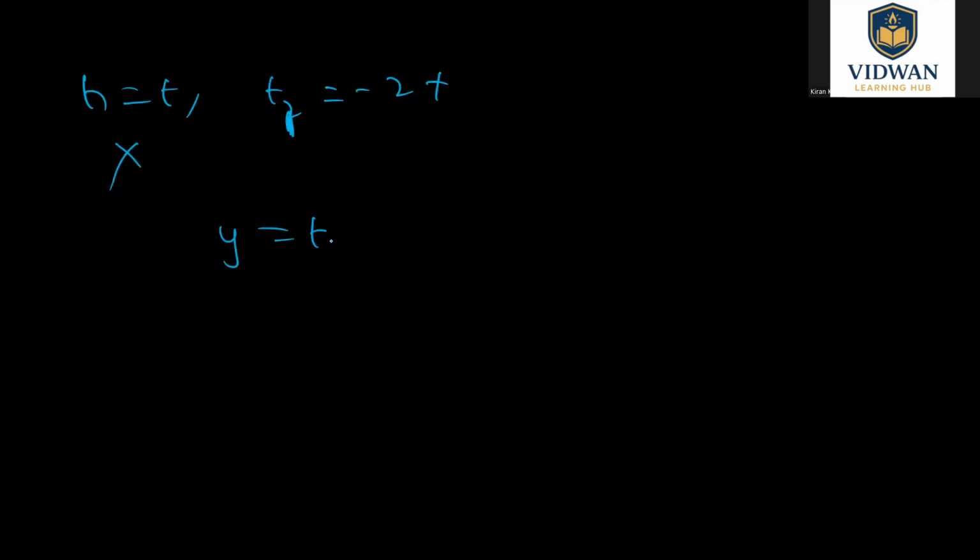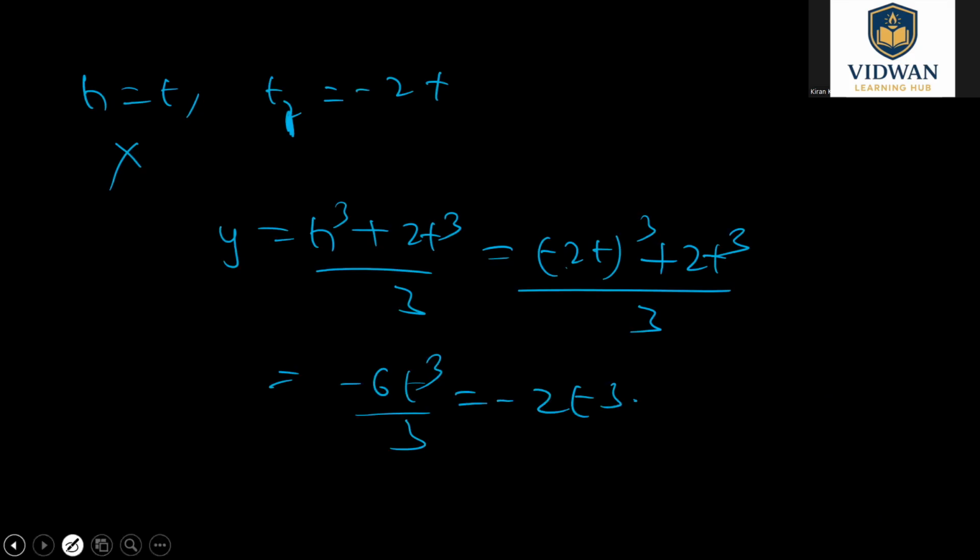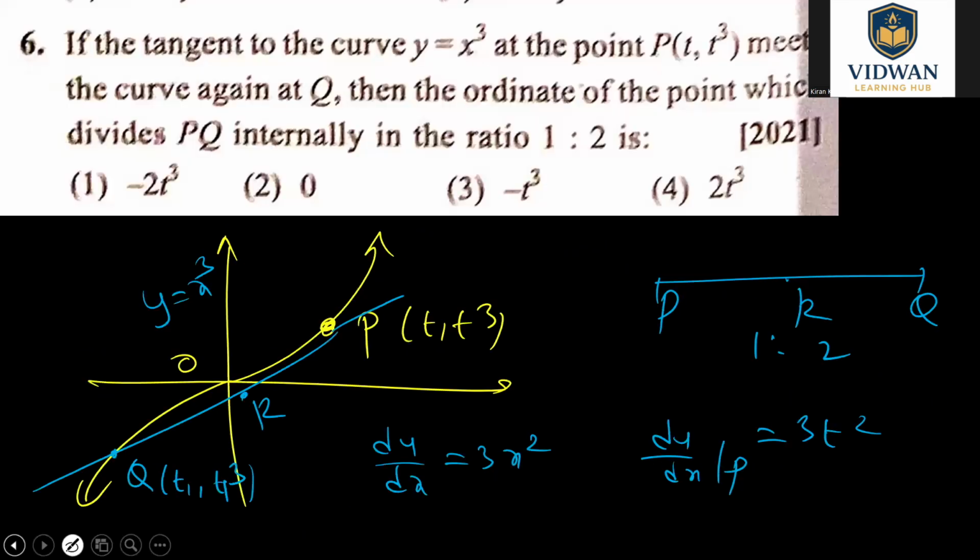And therefore, what is Y? Y was T1 cube plus 2T cube by 3. Put T1 as minus 2T, it is minus 2T whole cube plus 2T cube by 3. So which is nothing but minus 8T cube plus 2T cube minus 6T cube by 3. So that will give you minus 2T cube as the answer. So let's check with the options. So we have first option as the answer.